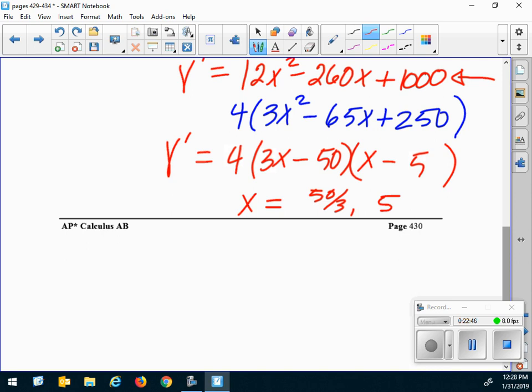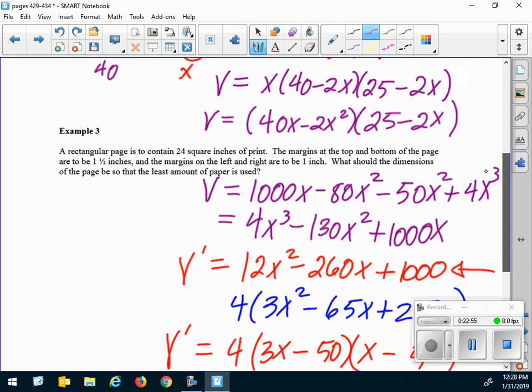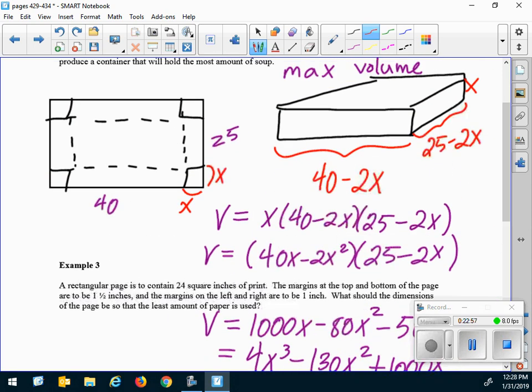Now, we haven't done a sign chart yet, but are those both even legit possibilities? 5? Could these chunks be 5? Yeah, they could. Could those chunks be 50/3? What's 50 divided by 3? 16 and something. Is that a viable answer? Why?